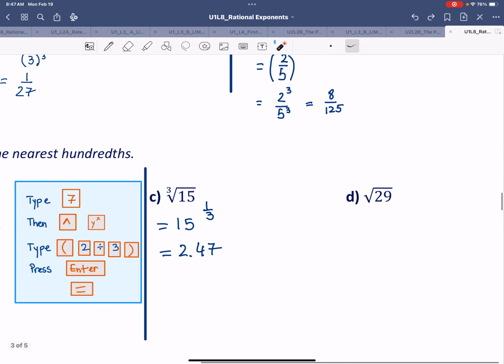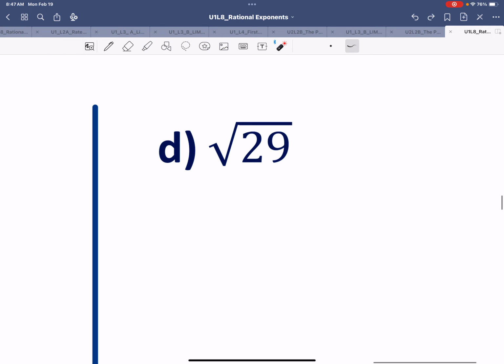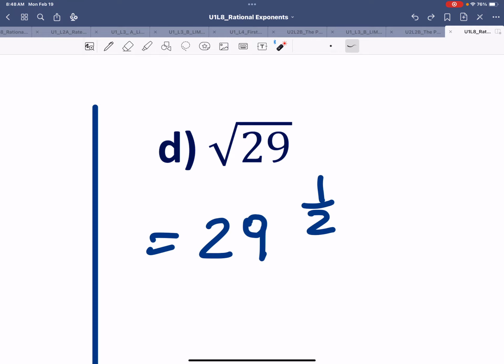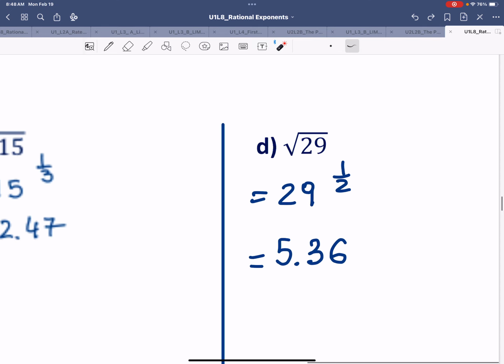And lastly, we have example D. We have the square root of 29. You can easily do this by using the calculator. I'm going to use the powers because I want to practice how to use the calculator to evaluate exponential numbers with rational exponents. So again, type 29, type power, brackets, 1, divide, 2, close brackets, and then equal or enter, and that will give us the answer, which is 5.36.